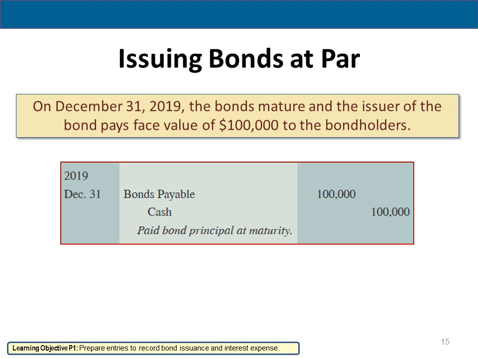So the retirement entry or the payment entry of the principal value of the bond is always, we are going to debit the liability to indicate decrease in the liability of the company, and we are going to credit cash to indicate decrease in the cash balance of the company.